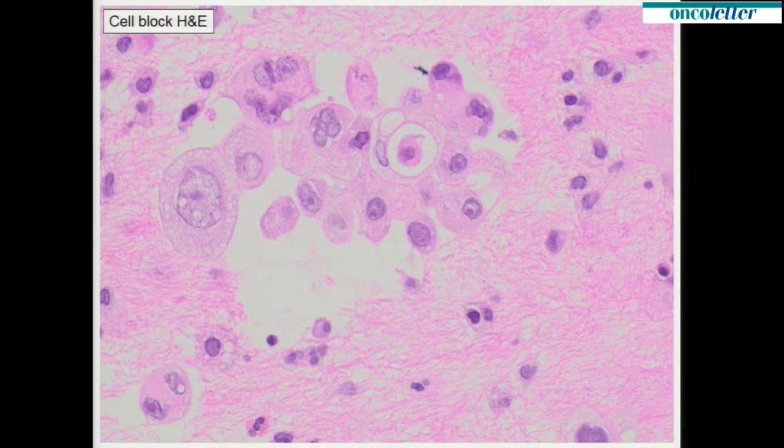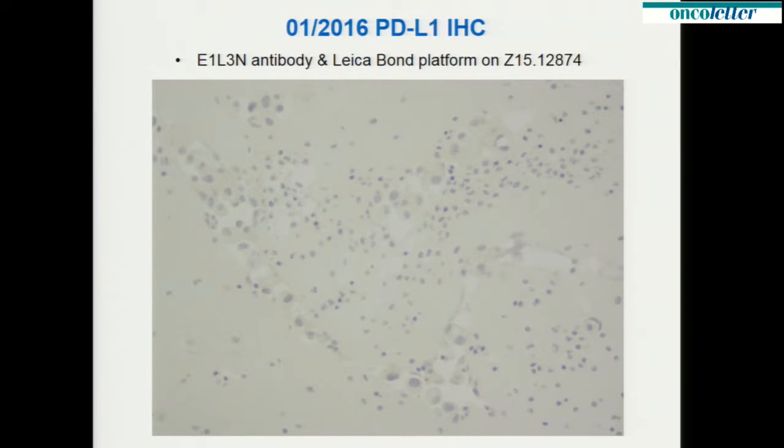Then it's important to think about that 3 months later, I was asked to perform an additional marker, PD-L1, on this archive block. So we retrieve the block from the archive, and we can continue our whole diagnostic procedure. That's what I did then in January 2016, at the very beginning of PD-L1 IHC, with the Cell Signaling antibody E1L3N on a Leica Bond platform on this very same cell block. You can see here the malignant cells. There are some of them.